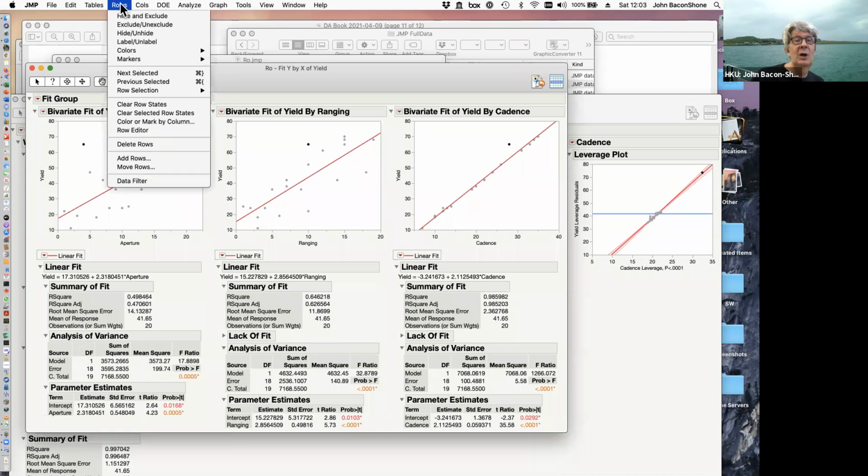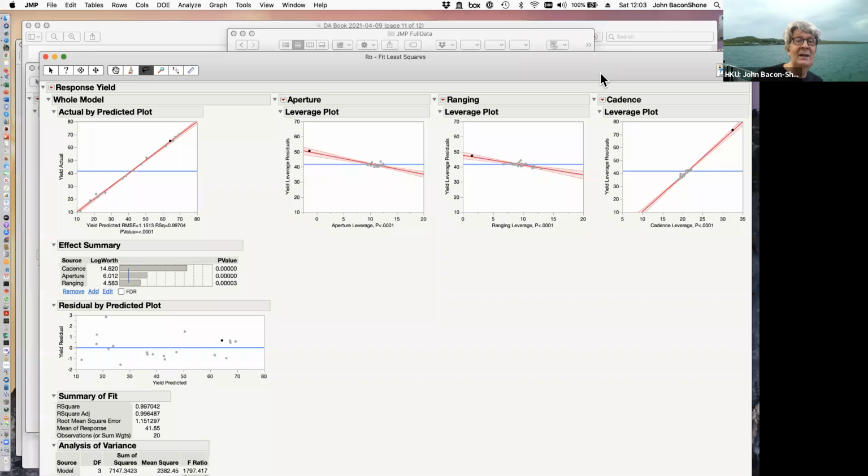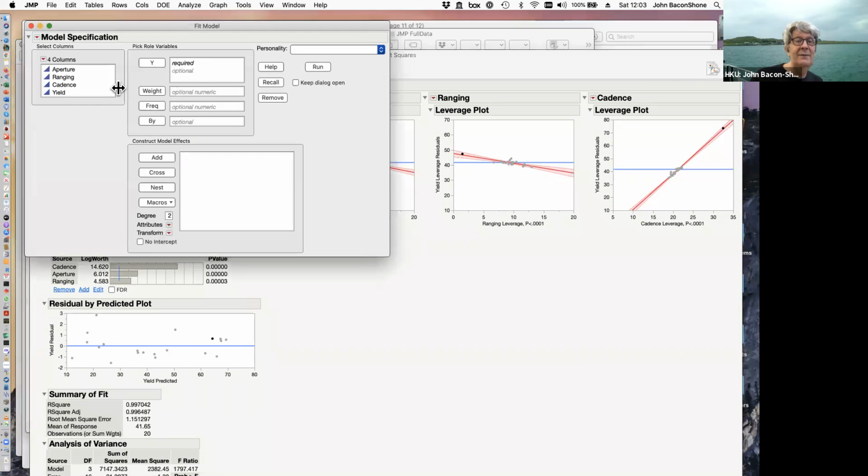If I go to my rows, I can exclude it or hide it. So I'm going to exclude this data point. I'm not going to hide it. Exclude means if I redo my analysis, it will not be included. So I'm again going to fit the model, yield depending on aperture, ranging, and cadence.